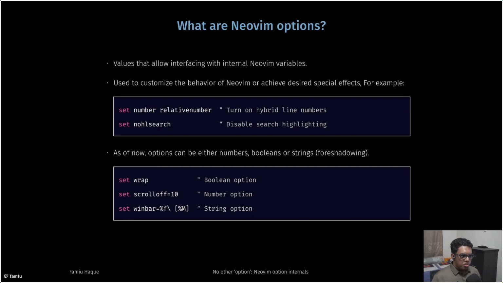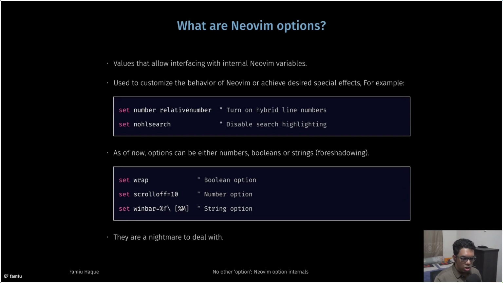As of right now, options can be either numbers, booleans, or strings. This is foreshadowing, by the way, for the future of the talk. So remember this. We have three examples right here. It's like set wrap, this is a boolean option. This is set scrolloff, this is a number option. And this is set winbar, this is a string option. So we have the three option types displayed here.